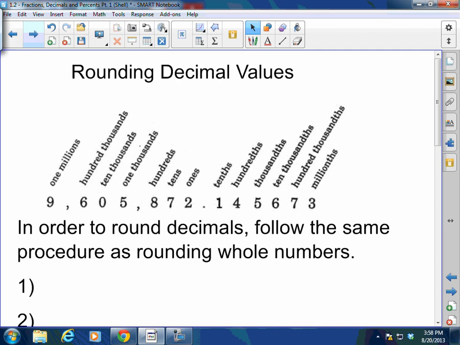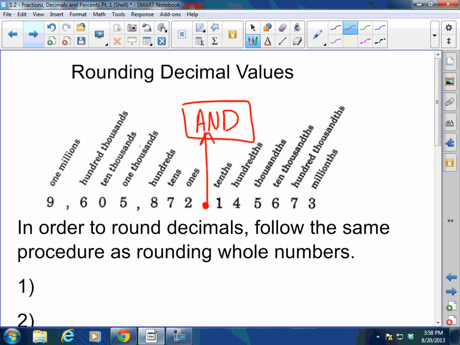Rounding decimals. Okay, we're going to wrap it up with rounding decimals today. Please remember that the decimal here is represented by the word "and." So this number that I have here would realistically be read as 9,605,872 and 145,673 millionths. You always end with the last place value.